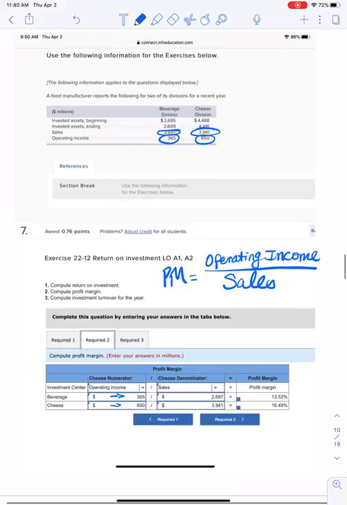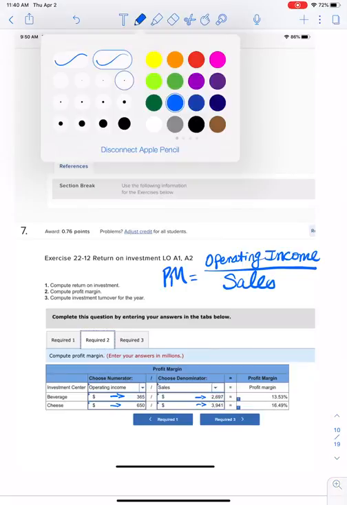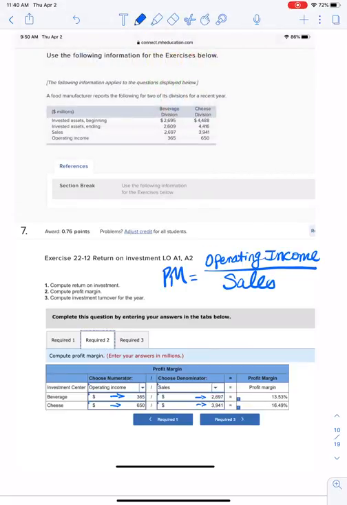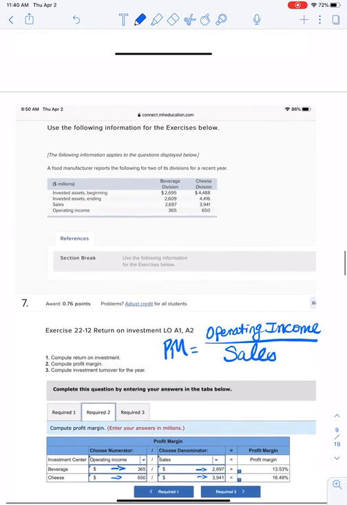So now that we've plugged those in, we just do some simple division: 365 divided by $26.97 gives us 13.53%, and 650 divided by $39.41 gives us 16.49%. So now that we've computed that, we can move on to the next section. Now, I do want to make one quick point before we move on to the third part of this and see if we can figure out what's going on here.